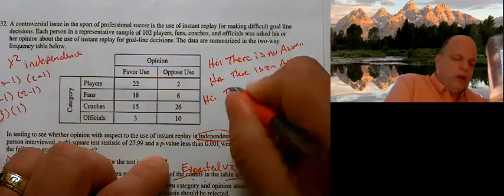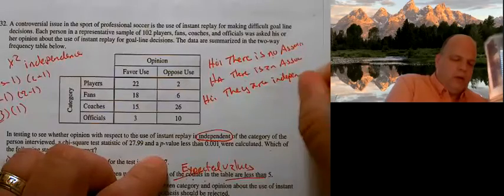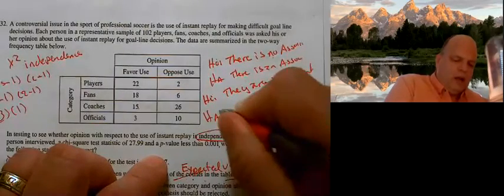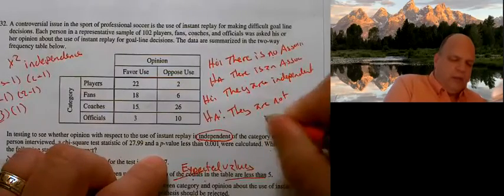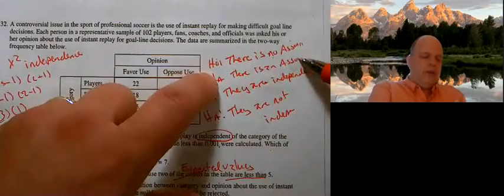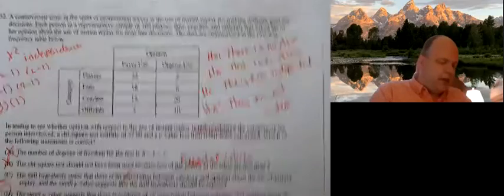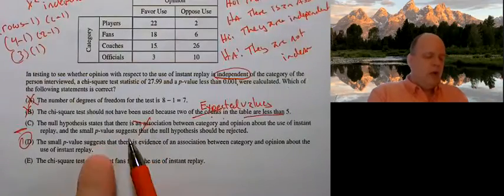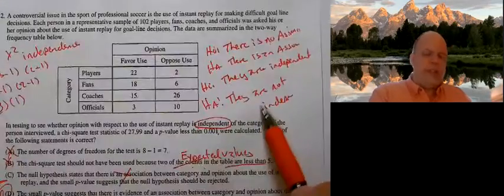H0, they are independent. HA, they are not independent. So no association means they're independent. There is an association means they're not independent. So please remember, you're going to have to know both of those. So please be careful with that. So once again, we had a small p-value, so we're rejecting H0 in favor of there is an association or that they are not independent.